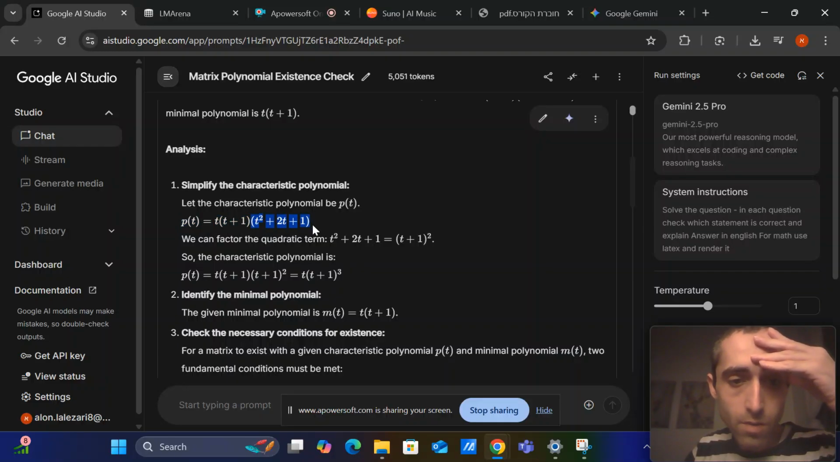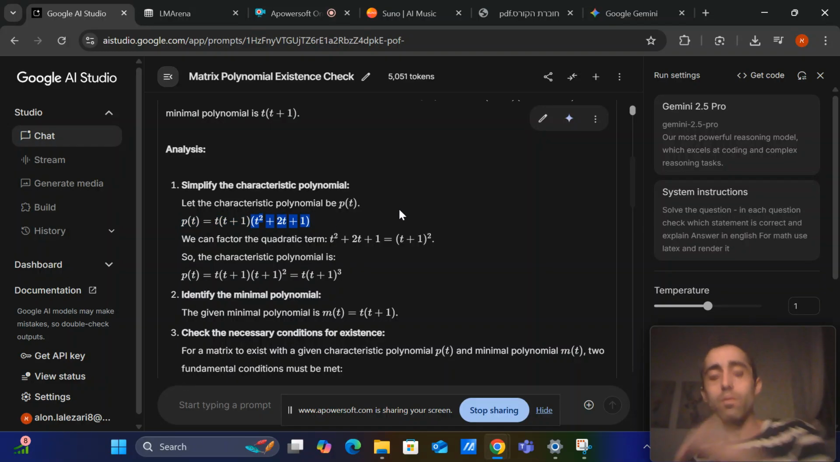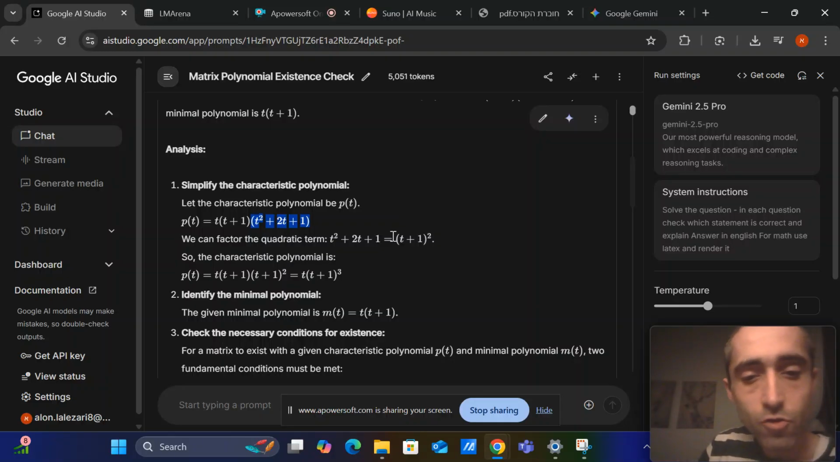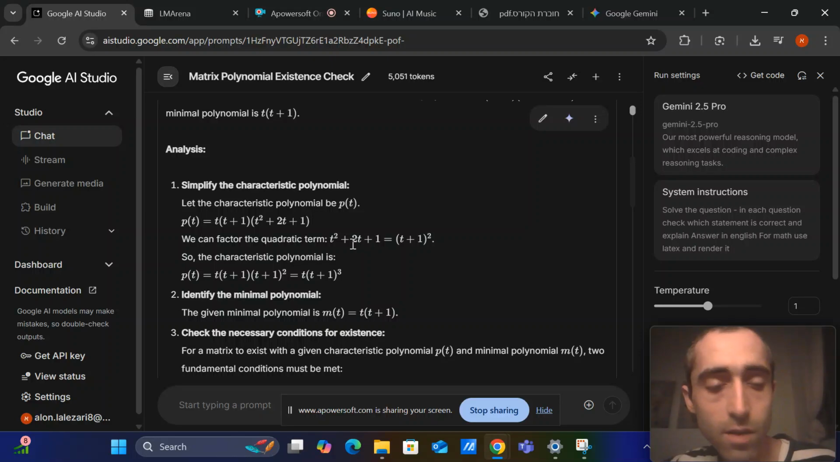Okay, so let's look at the characteristic polynomial and see what we can learn from it. Note that this part, t squared plus 2t plus 1, is just t plus 1 squared. You can expand this and see. As such, you can write the characteristic polynomial as t plus 1 times t plus 1 squared, which is t plus 1 to the third. Now, what are the roots of this characteristic polynomial? Of course, it's 0 and minus 1.